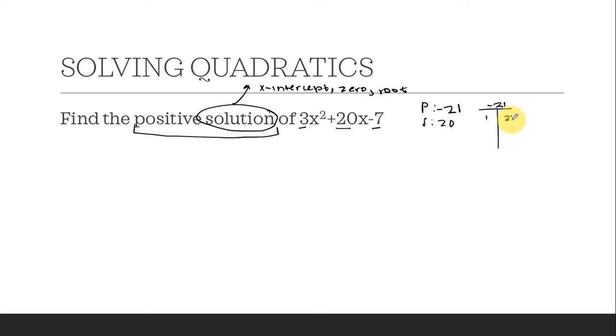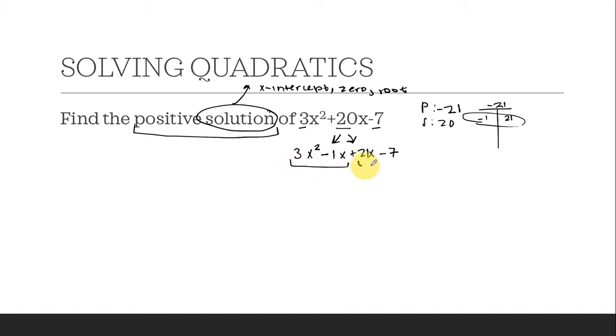Well, I have 1 and 21, and I can stop there, right? Because if it's going to add to get me 20, but multiply to get me negative 21, this has to be it, where the 1 is negative. This would add to get me 20, but multiply to get me negative 21. So I'm going to split my middle term. So this is going to be 3x squared minus 1x plus 21x minus 7.